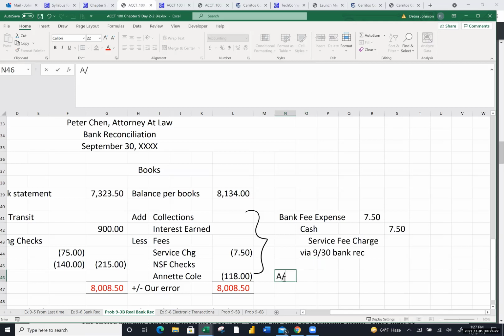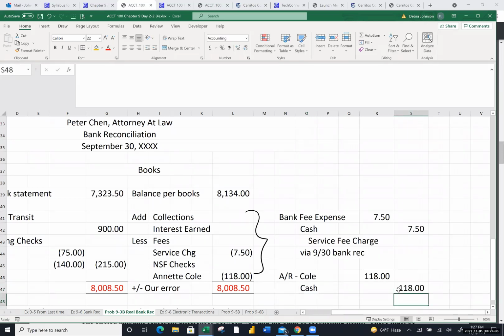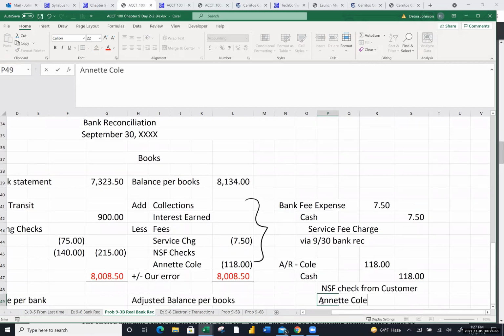And that second one, we definitely know that our customer owes us some money because they gave us a check that was no good. And the bank could very well charge us a fee. They range from $35 to $40. And I did think I told you there is a class action lawsuit out there against the major banks saying that the fees are excessive. So we'll see what happens with that. And this would be an NSF check from customer Annette Cole via 930 bank rec.